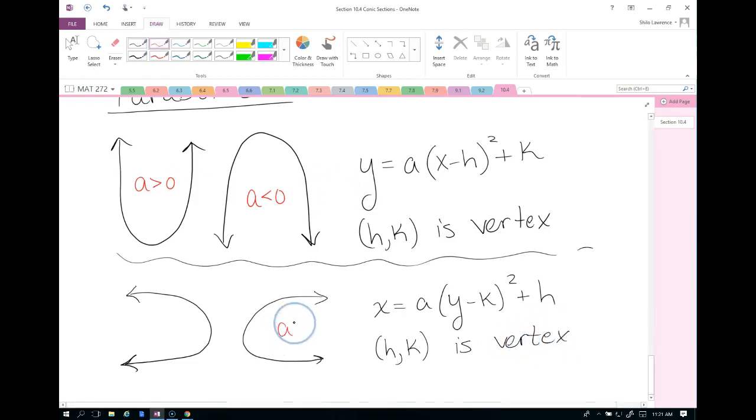And if a is positive, this thing is going to open to the right. If a is negative, it's going to open to the left. So whatever variable our parabola is solved for, that's going to be its orientation. So if it's solved for y, or if y is the linear variable, it's going to be a vertical parabola. If it's solved for x, or if x is the linear variable, it's going to be a horizontal parabola.